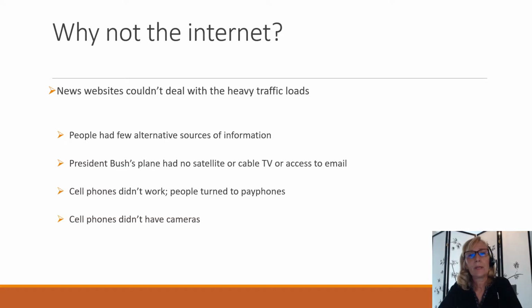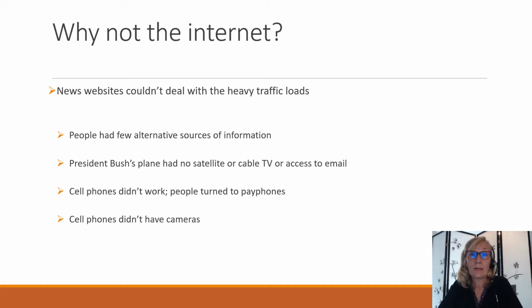And therefore, you might be asking, well, why did people watch CNN? Why weren't they on the internet? Why weren't they uploading their own images? Why weren't they communicating with each other that way? Well, many of the news websites in 2001 didn't have the capacity to deal with the very, very heavy traffic loads that burdened them. And therefore, servers kept crashing and people really couldn't get on the web. And people had very few alternative sources of information.